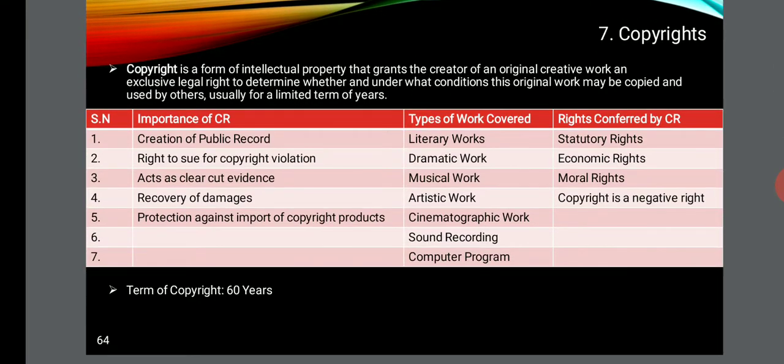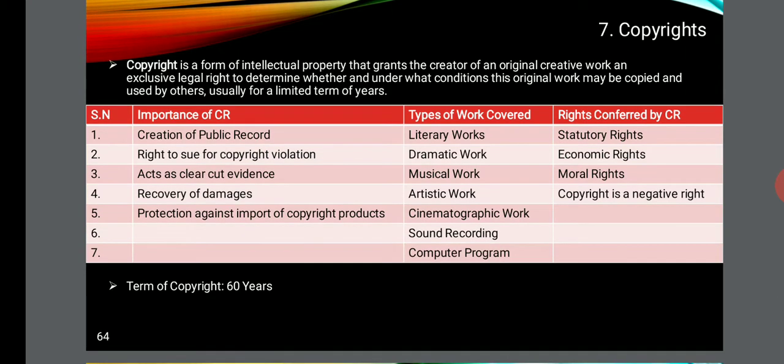Now let us understand these one by one. What is copyright? Copyright is a form of intellectual property that grants the creator of an original creative work an exclusive legal right to determine whether and under what conditions this original work may be copied and used by others, usually for a limited term of years.